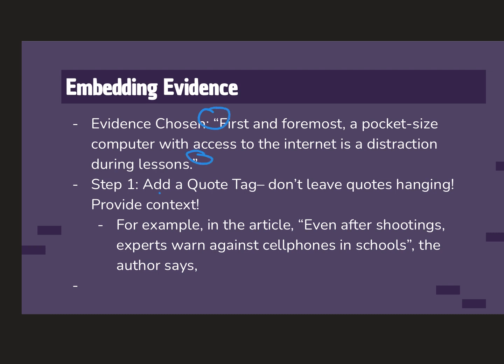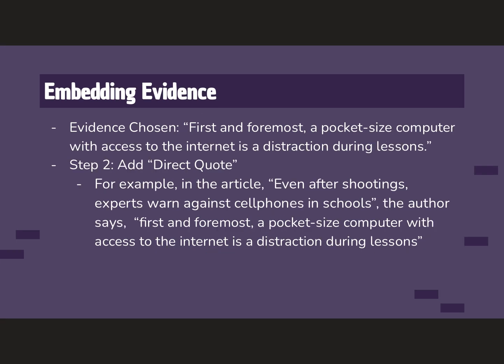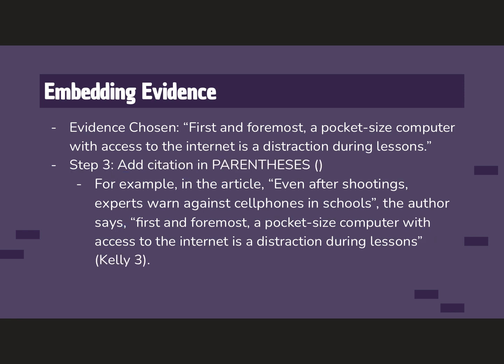So step 1 would be to add your quote tag. Don't leave your quotes hanging. You've got to provide that context. So my quote tag here is, for example, that's my transition. In the article, my indicator, I list the article. The author says, here's my verbs. Next is to add the direct quote. So same thing, and then what they say is this thing in quotes right here. Then lastly, you add a citation in parentheses, which is this. So Kelly was our author. This came from page 3. And then you put a period at the very end.